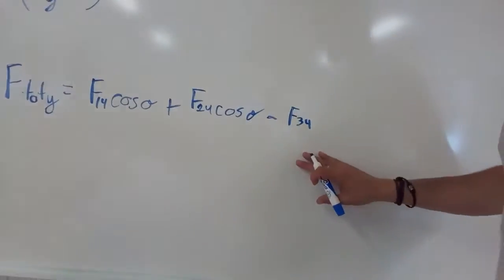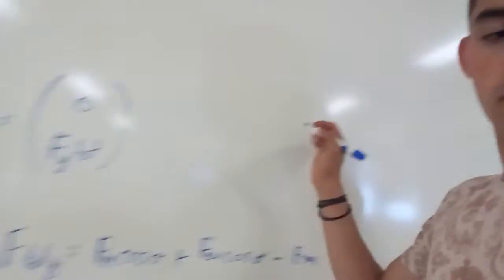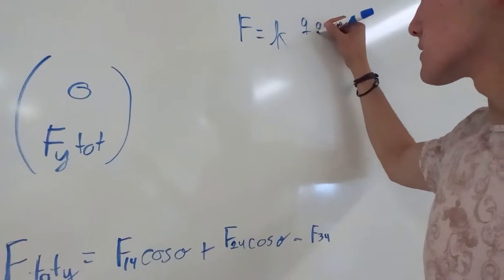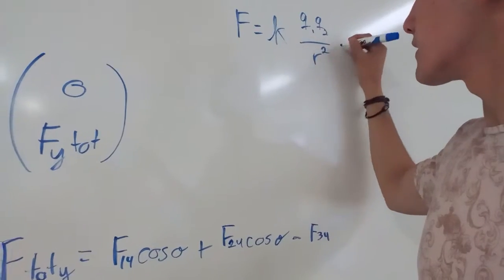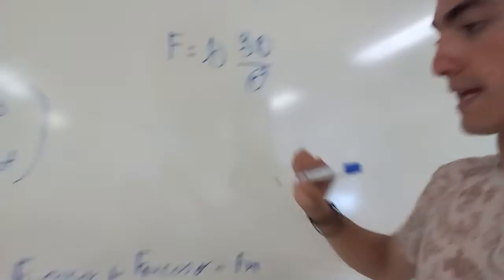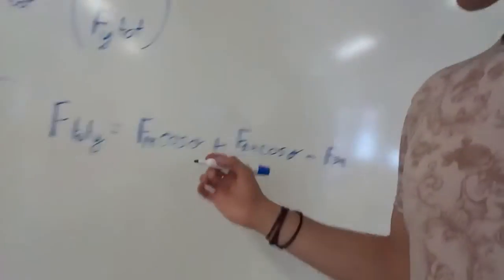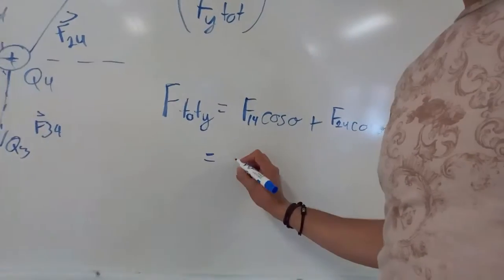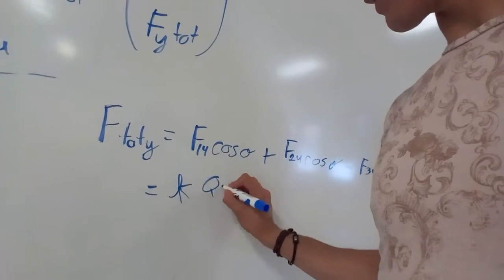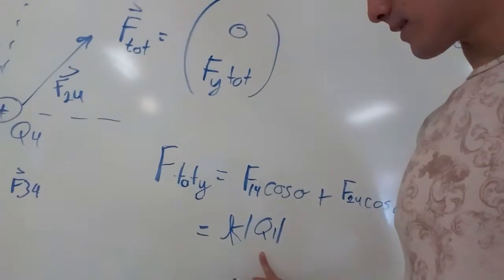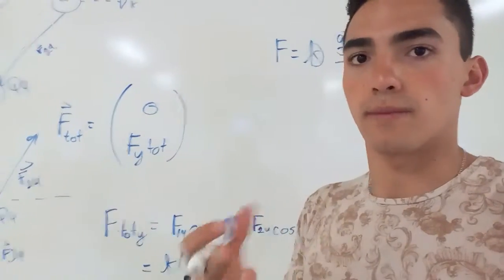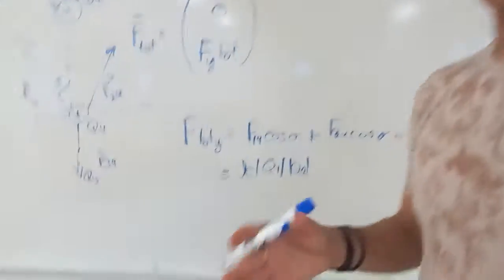Now we can get to know the forces, but we know that the force is equal to the constant times Q1, Q2 over R squared. Once we know this, we have these values right here, so we only have to substitute. So this will be exactly the same as the constant times Q1, the absolute value, because we are just looking for the force, not the vector itself with magnitude and direction.